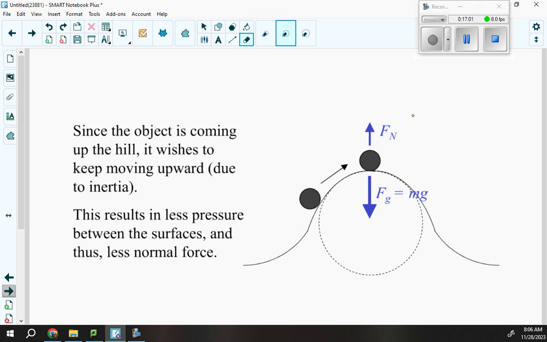Here's a slightly better diagram on this one. I'll give you a second to read it. Since the object is going up the hill, it wishes to keep moving upwards due to inertia. This results in less pressure between the surfaces and thus less normal force.